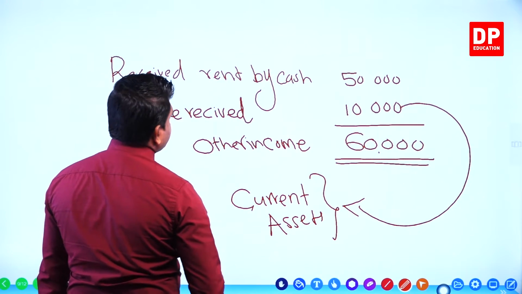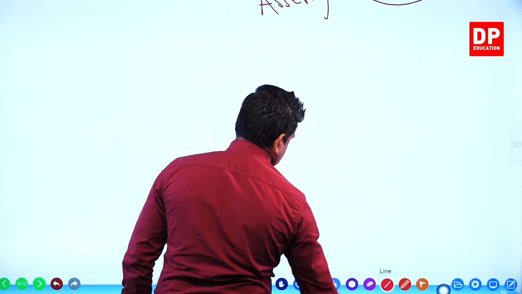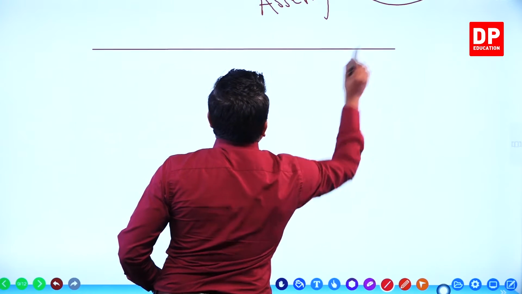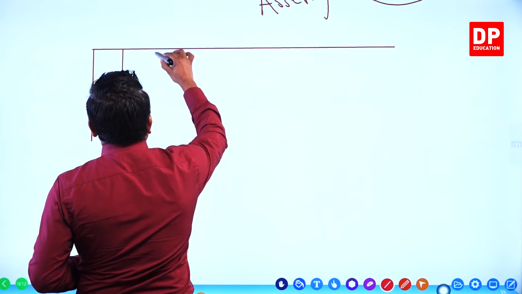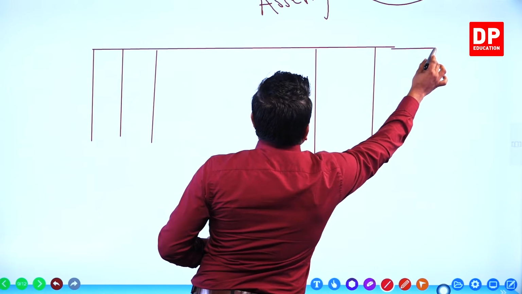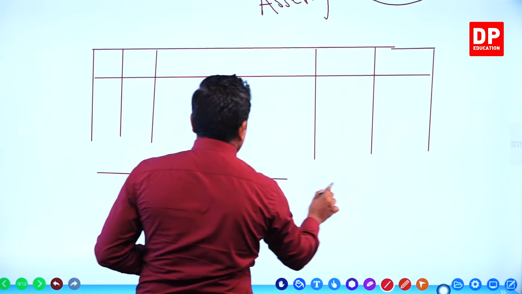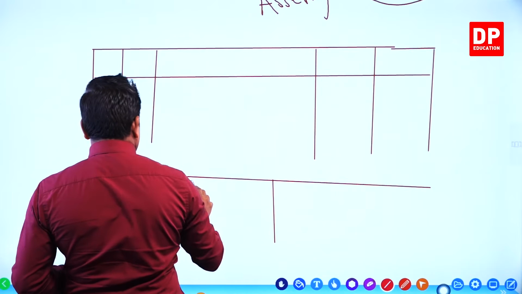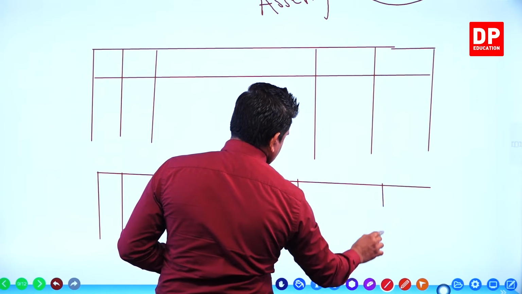Now I draw the general journal: date, journal voucher, description, debit and credit. Then what do you need more? Two more accounts: date, description, ledger folio, value, date, description, ledger folio, value.